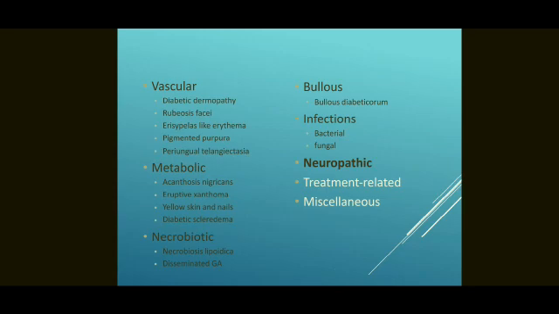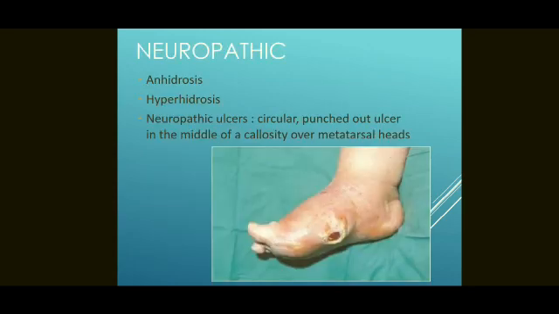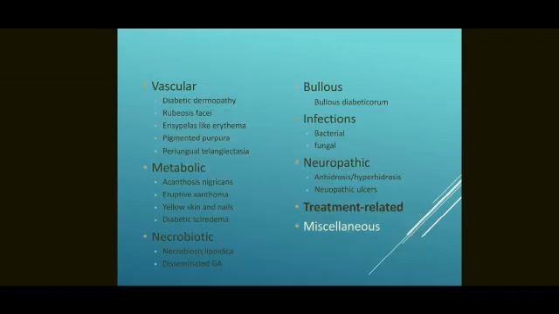Coming to the neuropathic manifestations, due to the diabetic neuropathy, there will be anhidrosis or compensatory hyperhidrosis in the trunk. Neuropathic ulcers will be circular, punched out, with callosity over the metatarsal heads on the foot.